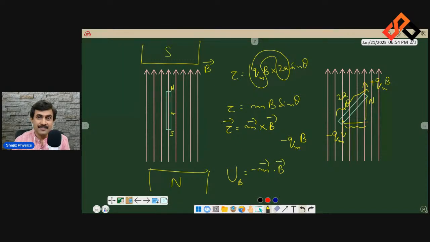See the similarity. There the torque was p cross E. p was electric dipole moment and E was electrostatic field. Here m cross B. m is magnetic dipole moment and B is the strength of the magnetic field. Similarly, there the electrostatic potential energy was minus p dot E. But here it is minus m dot B.